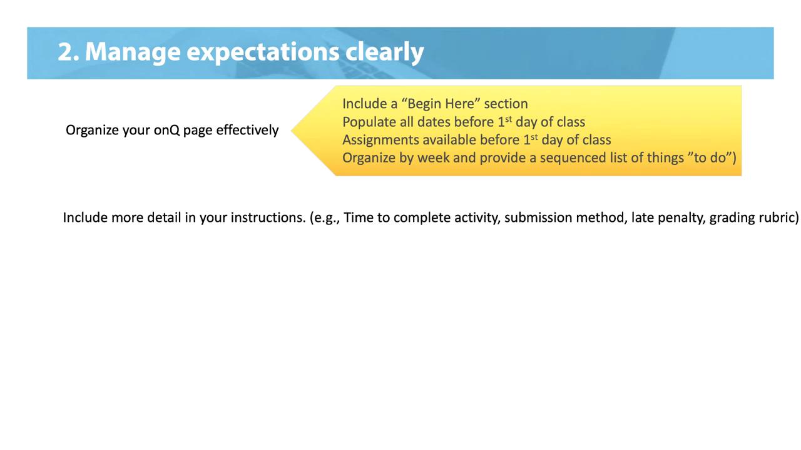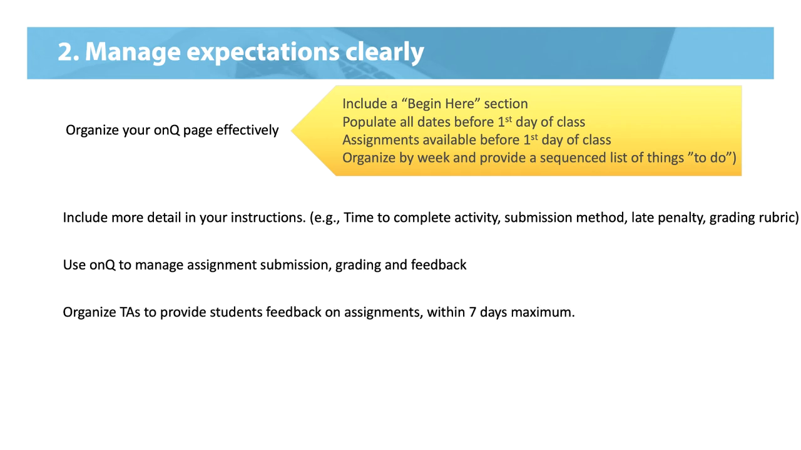Include more detail in your instructions. This is something we've learned a lot from, lessons learned from two decades of online learning. The more information we get, the more structure we get, the better it is. It really reduces anxiety. So time to complete the activity should be listed there. Submission method, the late penalty should be there. Any kind of information about the grading rubric should be listed. Use OnCue to manage your assignment submissions, the grading, and the feedback. So a full 360-degree life cycle there for the assignment. And again, it's one-stop shopping for the student, really easy to understand the workflows.